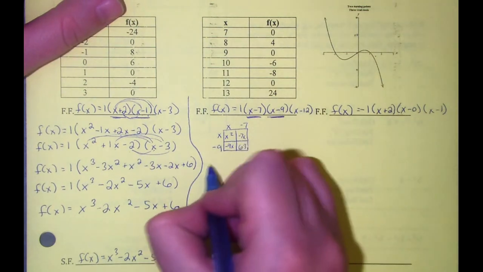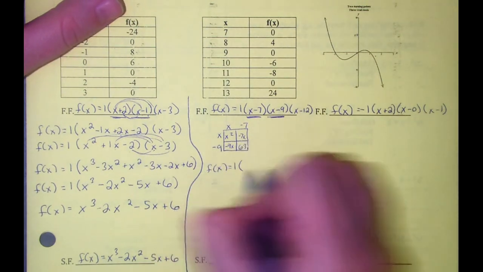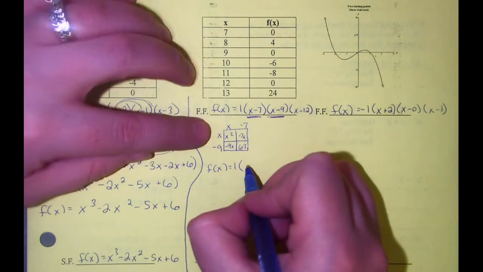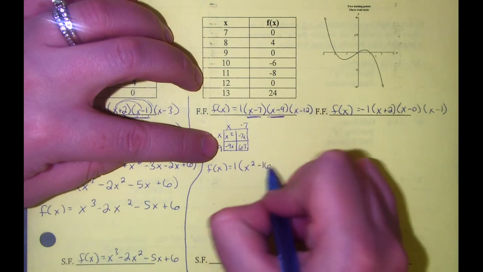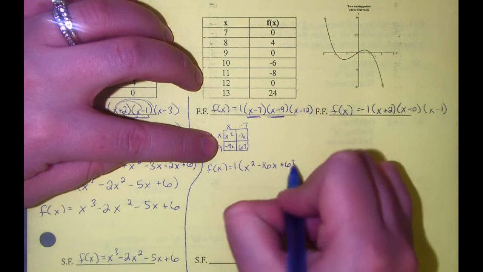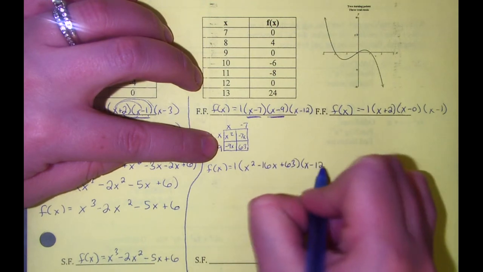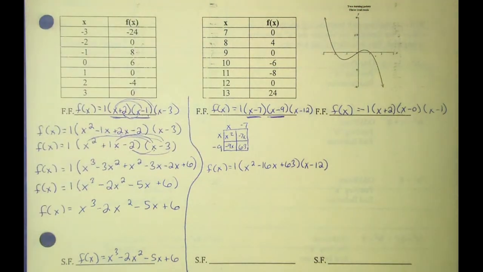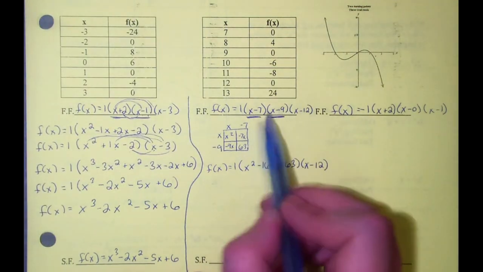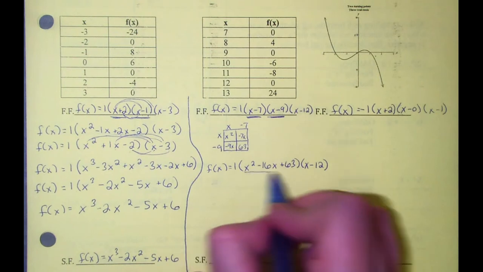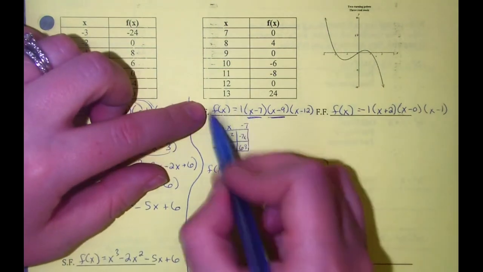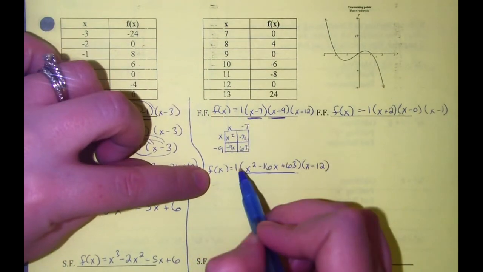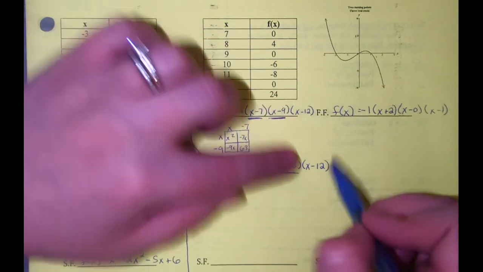So those first two turn into x squared minus 9 minus 7 is minus 16x plus 63, and then I still have my x minus 12. So these two multiplied turned into this. But I still have my f of x equals 1 times all of that out front, and I still have my x minus 12 on the other side.